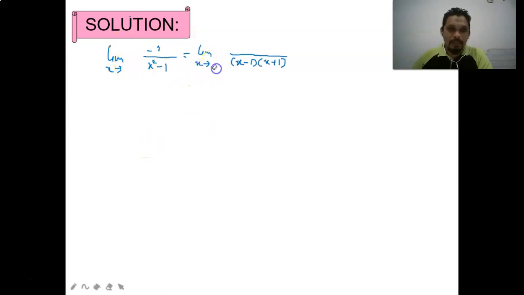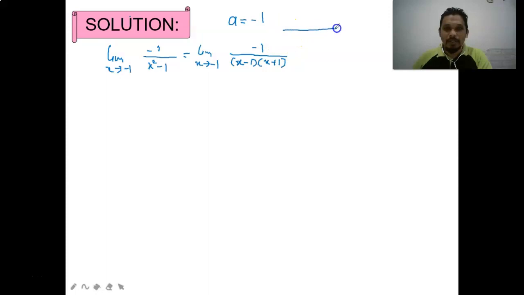It's given in the question that x is approaching a, where a equals negative 1. So this is x approaching a, where a is negative 1.